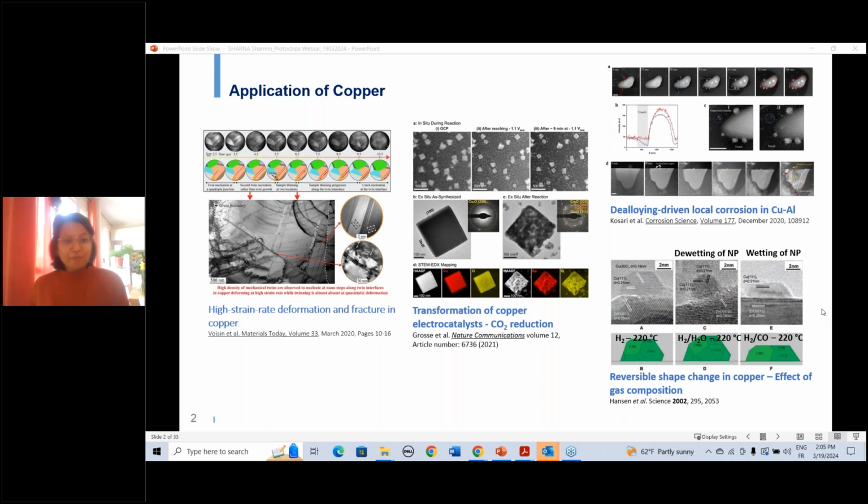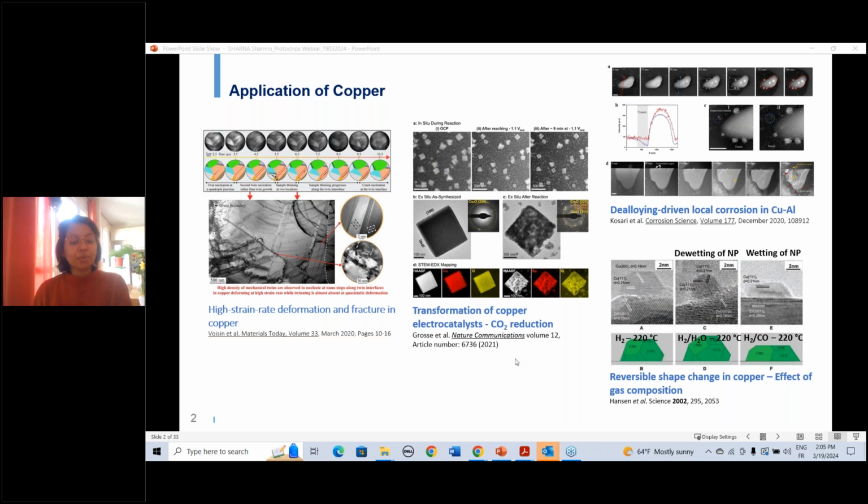Right, so I will start by talking about the application of copper, because I'm studying copper, and copper is a super versatile material, which has been studied using in situ TEM from the point of view of strain deformation, electrocatalysis, and corrosion as well as catalysis perspective. As you can see, I have given a few examples here of how we can induce strain in the microscope to study the fracture of copper.